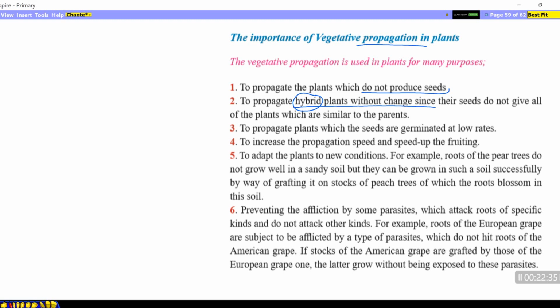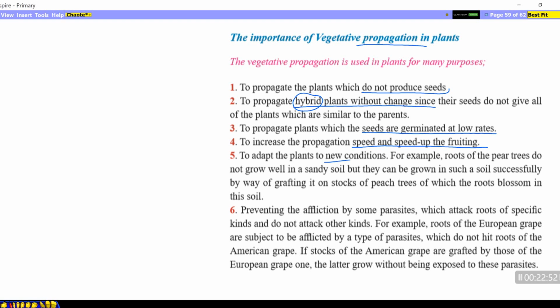To propagate plants whose seeds germinate at low rates, or to speed up fruit production when it takes much time, like in the date palm tree. So we make them reproduce artificially by offsets.